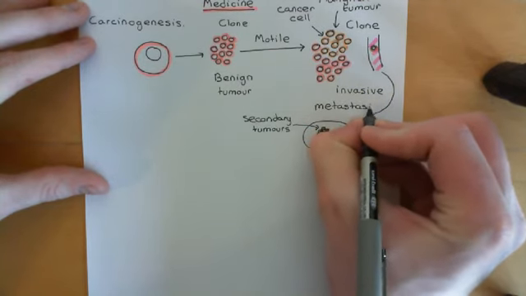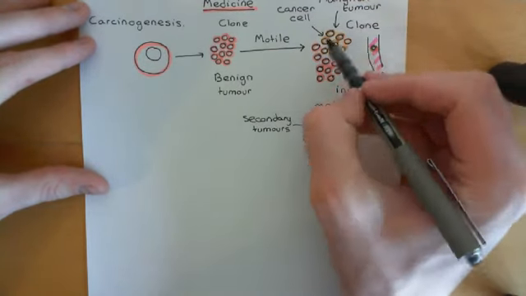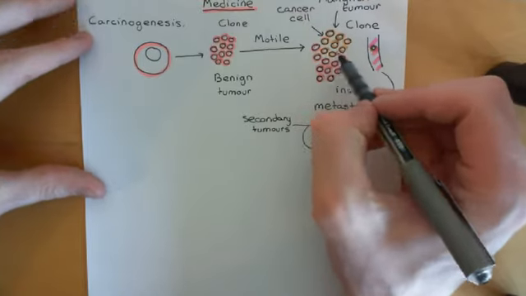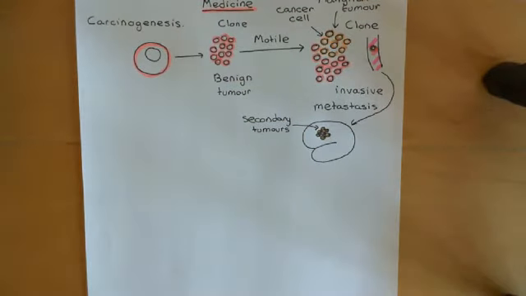Okay, and you would say that the cancer cells have the property of being metastatic. Okay, they can participate in metastasis. Okay, right. So that is a basic picture of carcinogenesis.